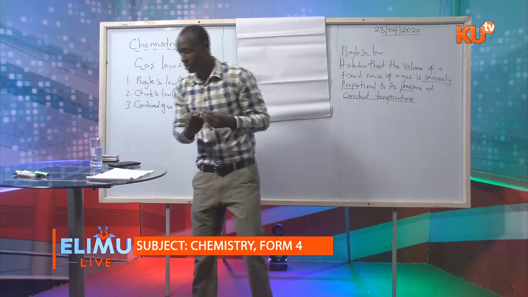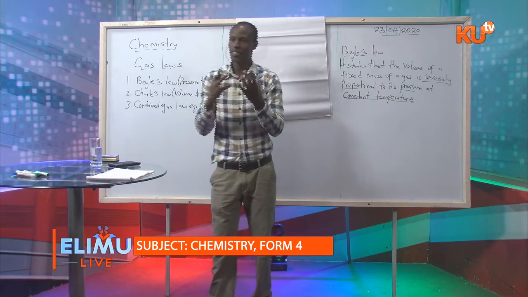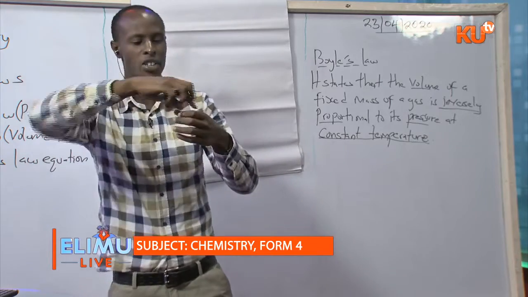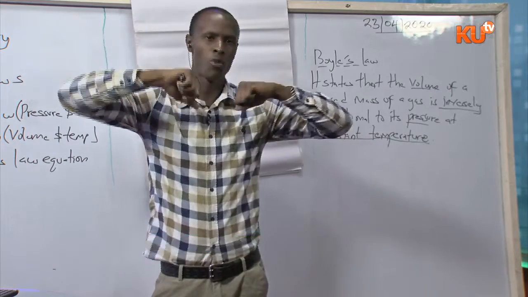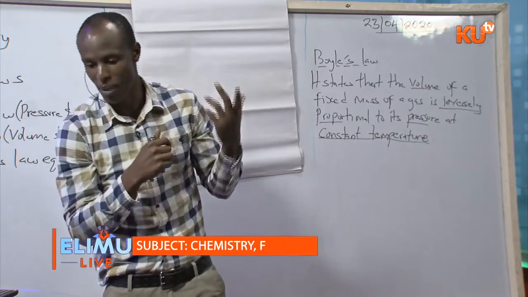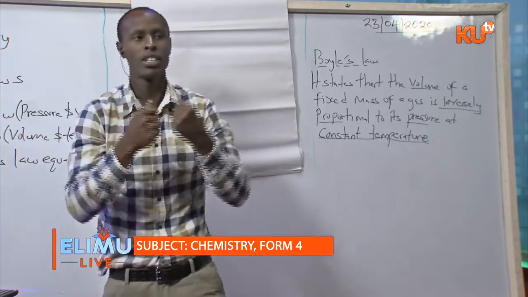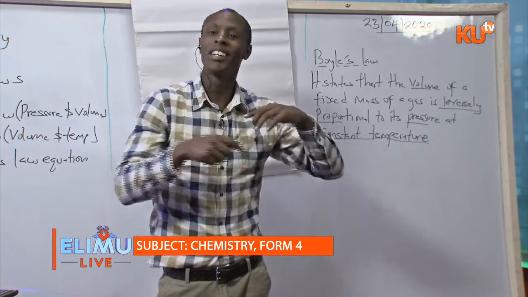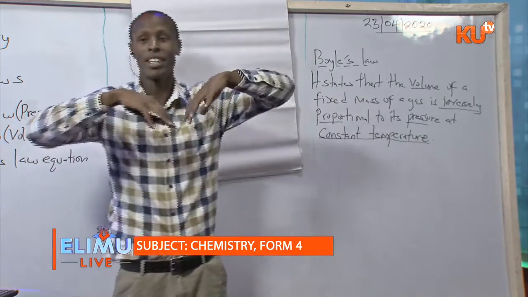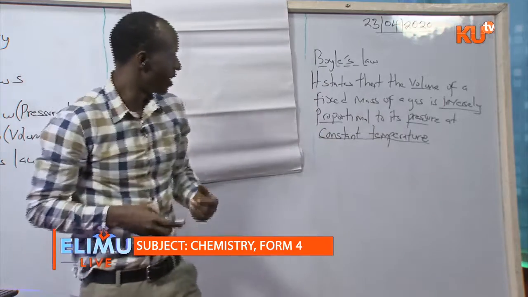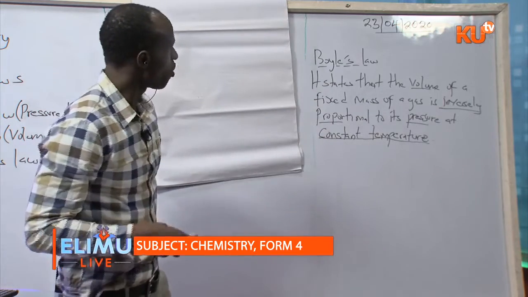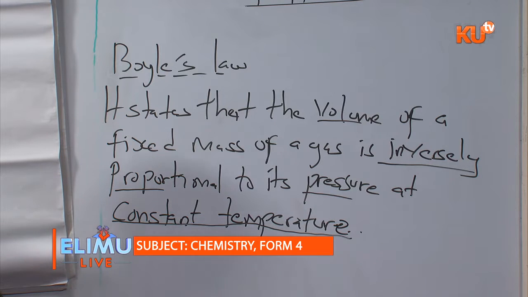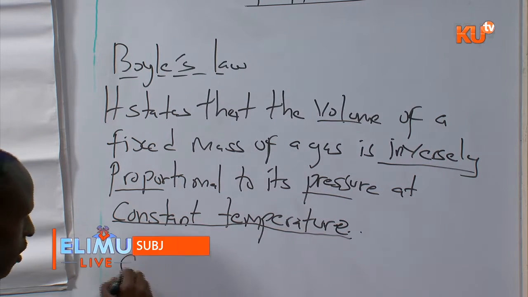A good real-life scenario is when you have an inflated balloon and you try to press it. When you press the balloon, it will be popping out here, and if you press it harder, it will eventually burst. Why? As you are pressing it, you are decreasing the volume, and while you are decreasing the volume, you are increasing the pressure. So the pressure inside builds up and eventually it bursts. This law can be represented graphically. So let's see how we can represent the law graphically.